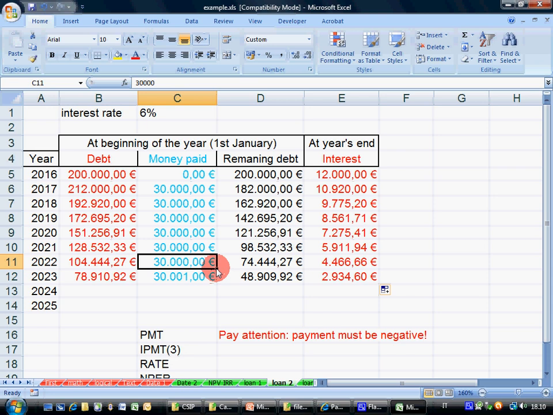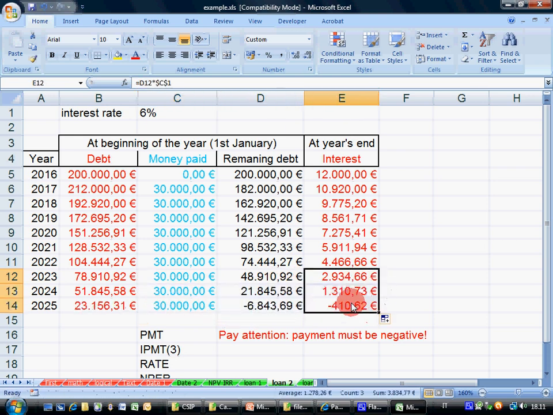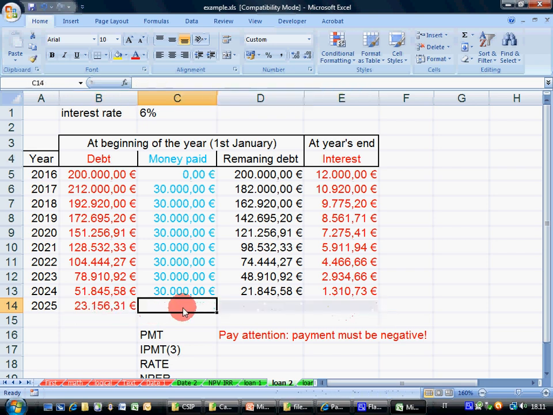Okay. Again, we have to drag down. Again, the mistake. Will this debt end sooner or later? Okay. We are here. In year 2025, your debt is 23,000. Obviously, with a debt of 23,000, you don't pay 30,000. You pay 23,156.31. You pay what remains. And your debt is over. Okay. However, so this is a loan table.